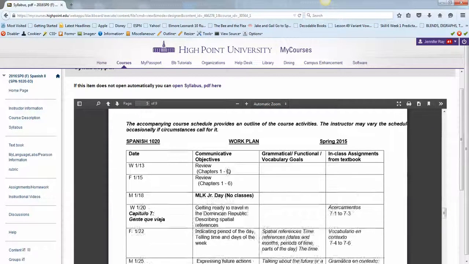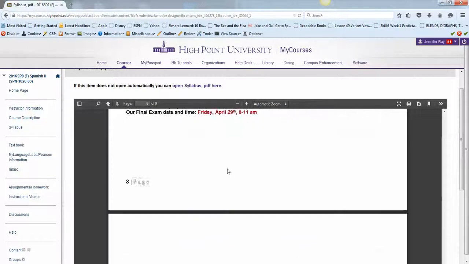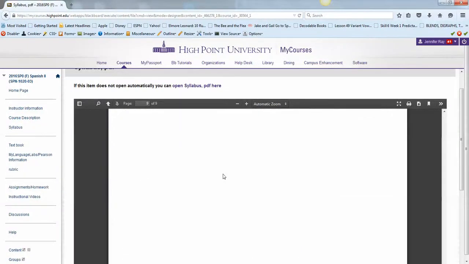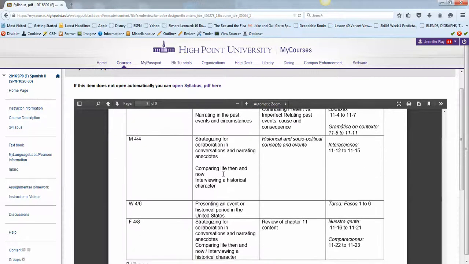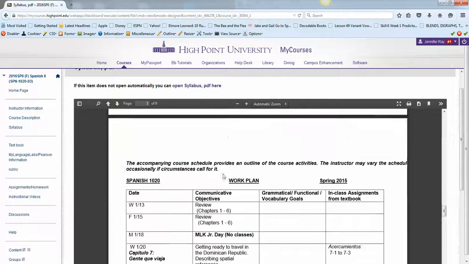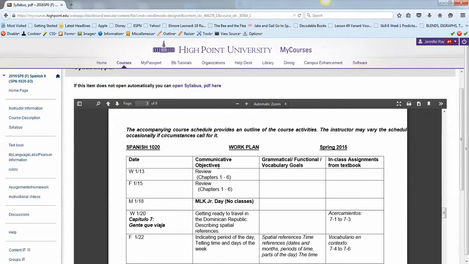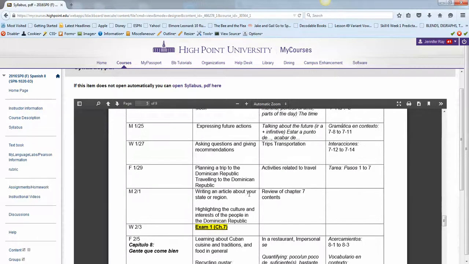And then if you scroll down here, this just tells you when we're going to look at each chapter. We're going to get up to, I think, chapter 12. So this just kind of tells you how we're going to attack each chapter. Right now we're working on review, and we're basically going to review the grammar in chapter 6. So starting after the holiday is when we're going to get into chapter 7, and we'll move from there.